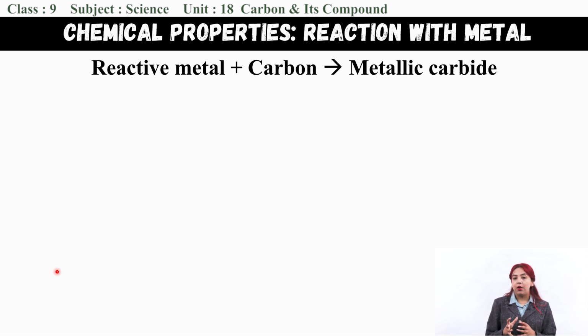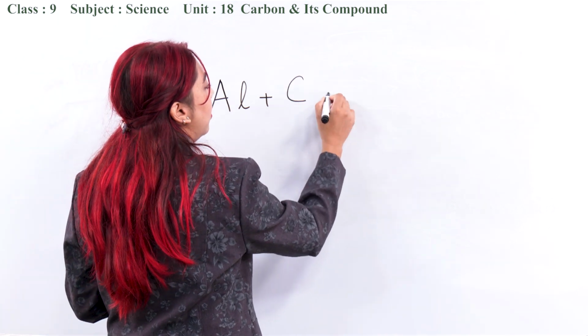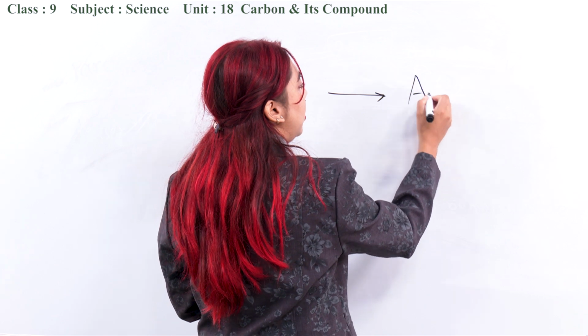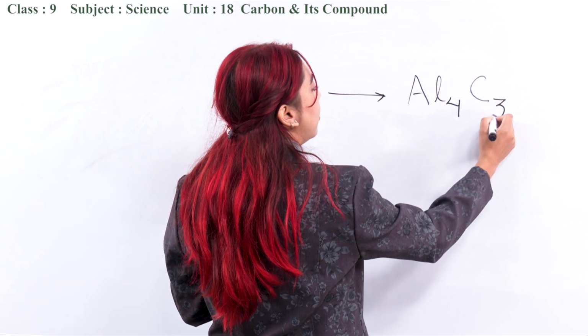Now, another chemical property is reaction with metals. When a highly reactive metal reacts with carbon, it forms a metallic carbide. Now, let us study some examples of reactive metals. I'll take the example of aluminium. Reactive metals such as aluminium, when they react with carbon, form a metallic carbide, and here it forms aluminium carbide. The valency of carbon is 4, the valency of aluminium is 3.